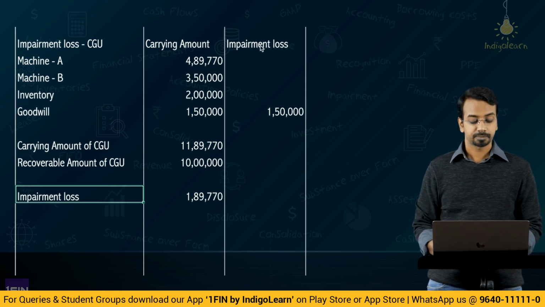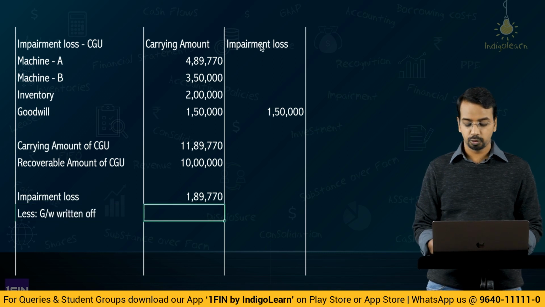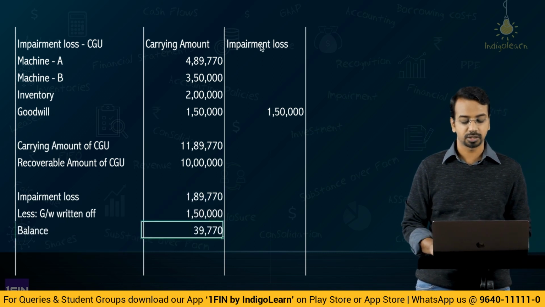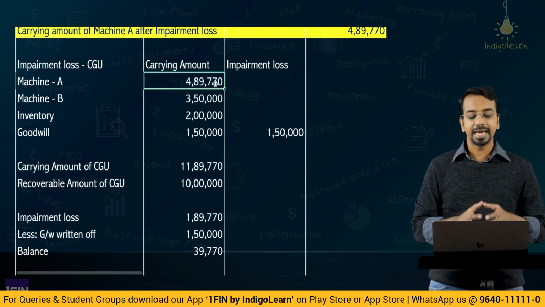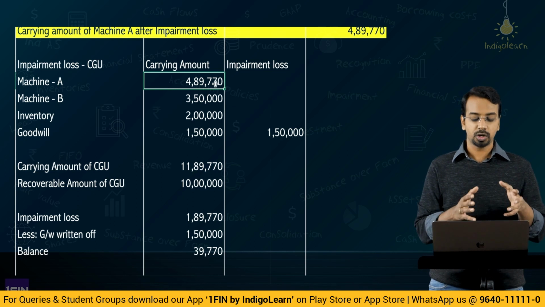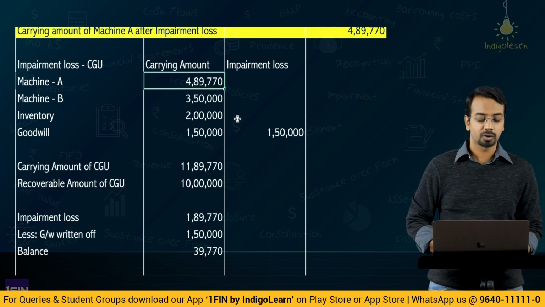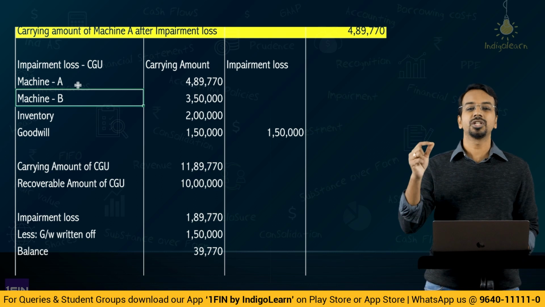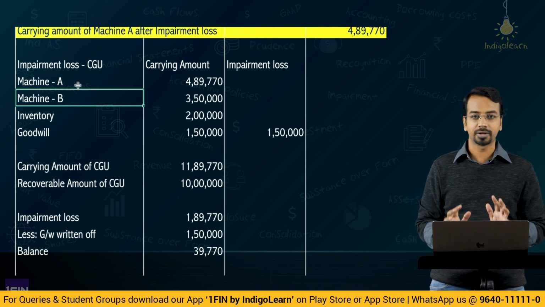Now, after goodwill has been written off to the extent of 1,50,000, how much is the balance? The balance is 189,770 minus 1,50,000, 39,770. Now, think of it. Can I further impair machine A? Because machine A is right now at 4,89,770. Can I also charge further impairment loss on machine A? Now, please remember, after charging impairment, individual asset should not be shown below their recoverable amount. That is what we have understood, right?